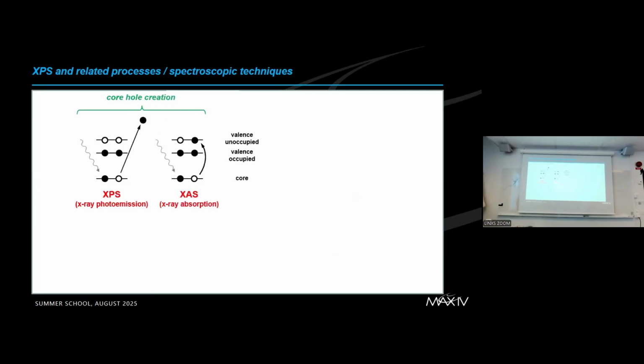So we should probably look not only at XPS, but also at the related techniques in this context. First, we should understand that for core hole creation there are two processes and two techniques which are in a way similar. In one process, we photoionize the system, so the electron is going out of the system, and we can study it with XPS, X-ray photoemission spectroscopy. In another process, we don't ionize the system, we just core excite the system. And this process can be studied with X-ray absorption spectroscopy.